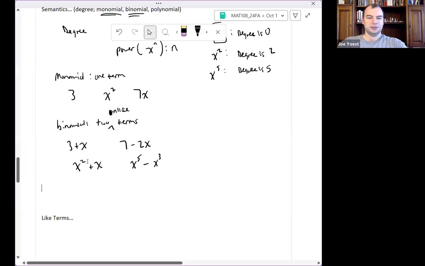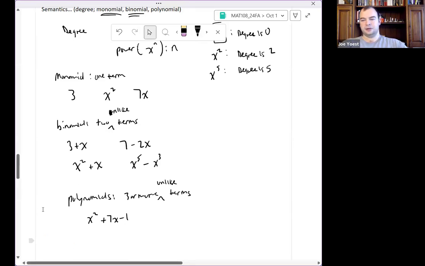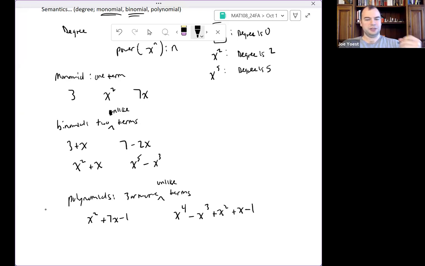And then polynomials, poly meaning many. So this is more than two, three or more terms. And again, we think of these as unlike terms. So something like x squared plus 7x minus 1 would be an example of a polynomial. Or x to the fourth minus x cubed plus x squared plus x minus 1, another example of a polynomial.